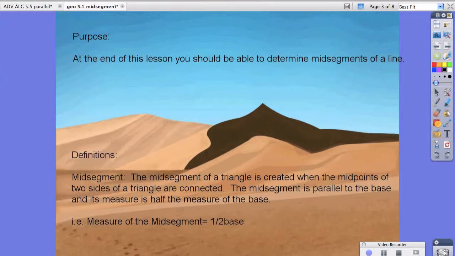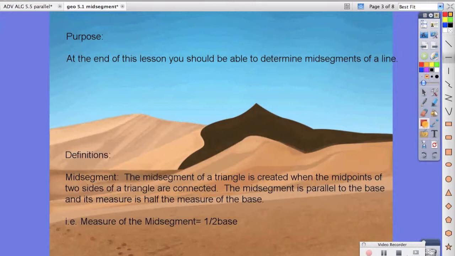Before we start, it's important that we go over the definition of a midsegment. The midsegment of a triangle is created when the midpoints of two sides of a triangle are connected. The midsegment is parallel to the base and its measure is 1/2 the measure of the base.